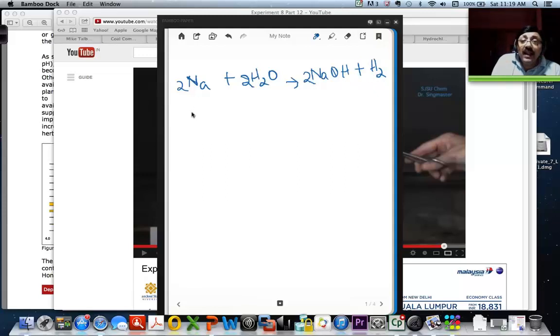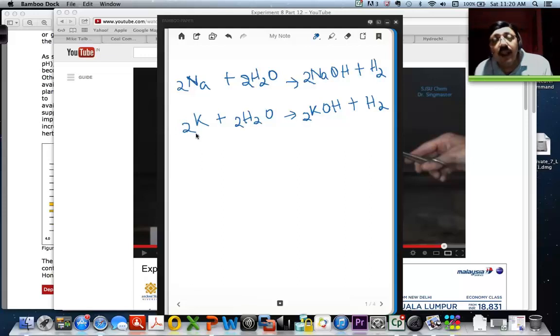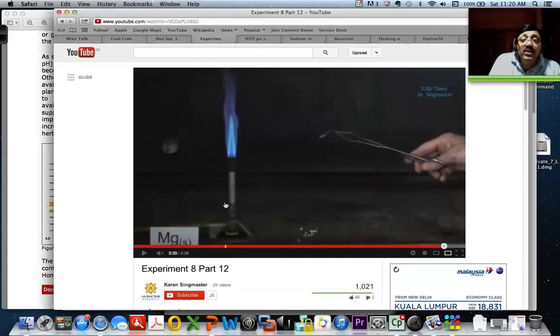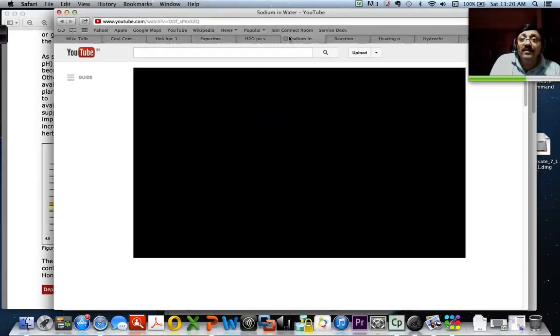Now the same thing can happen with potassium too. Potassium also can react with water, forming potassium hydroxide and hydrogen. Same reaction, same way of balancing it. All right, so these are examples of sodium, the metal, reacting with water directly, producing the hydroxide and hydrogen. Right, now let us look at a video which in fact shows that.